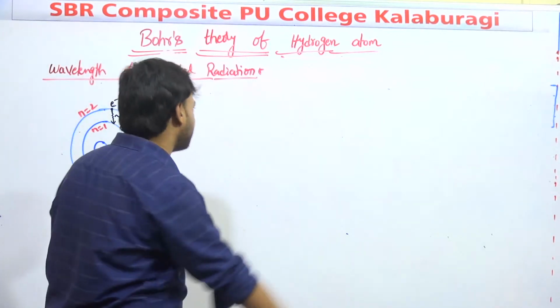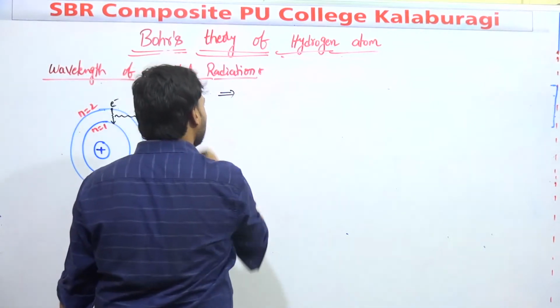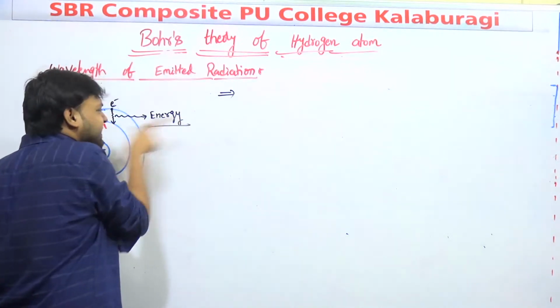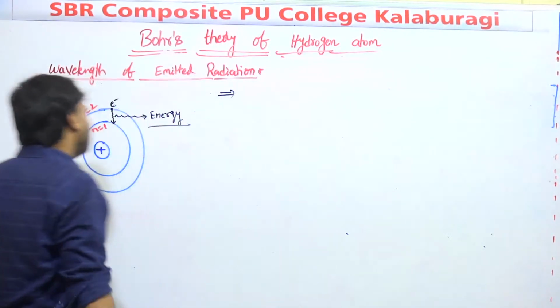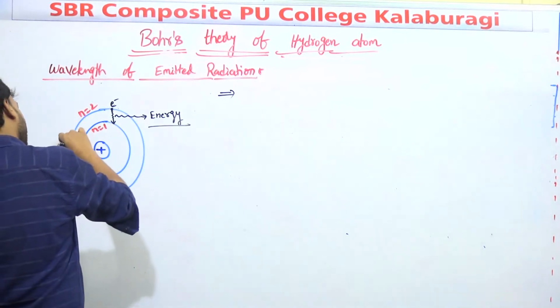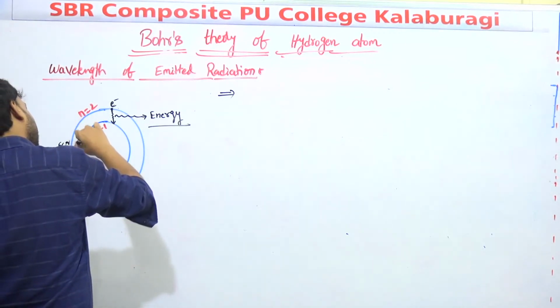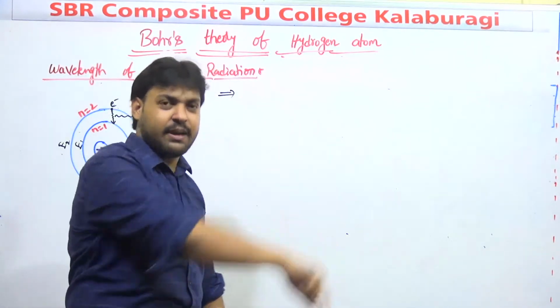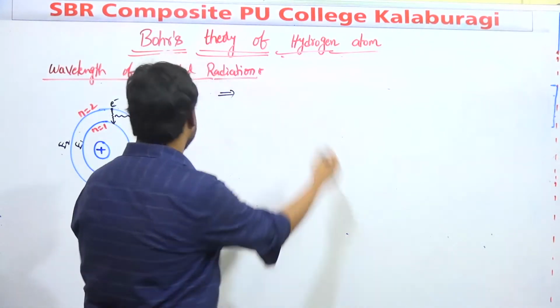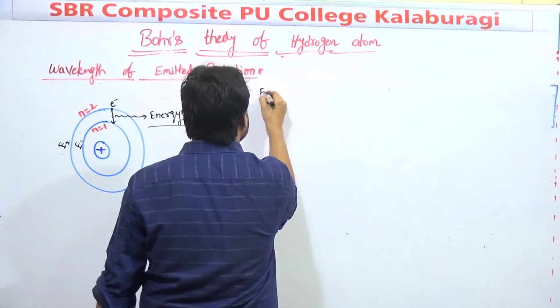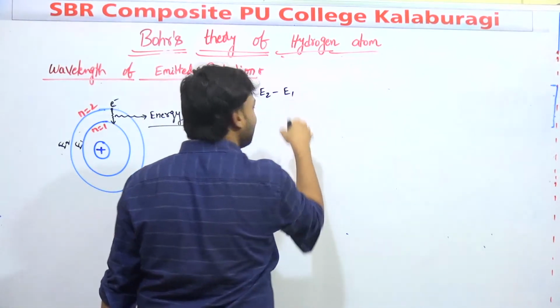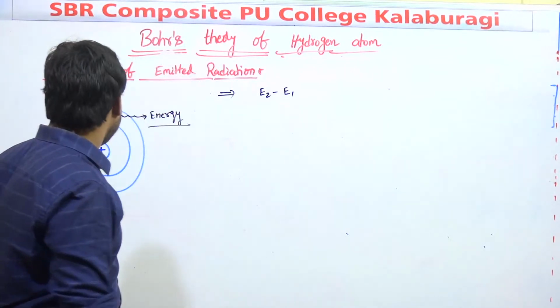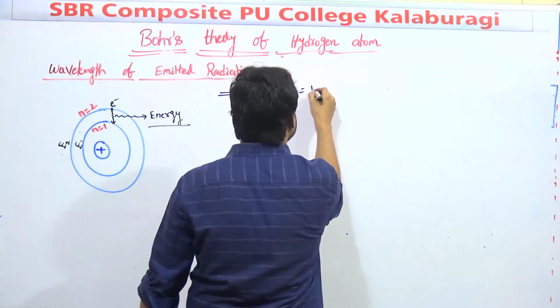Already we have seen the formula. So tell me, what is the formula? How much energy will it release? That depends on the energy of the second orbit and the energy of the first orbit. So what can I write now? I can write E2 minus E1, which is equal to hf.